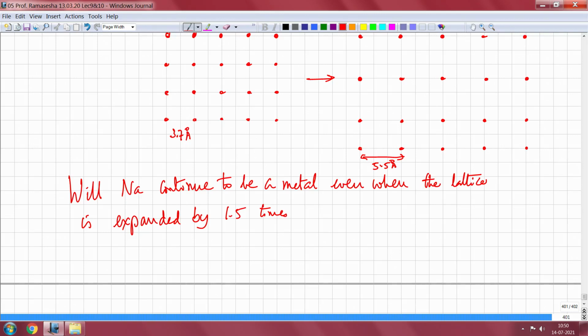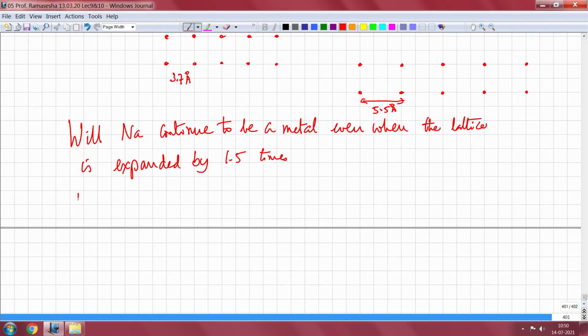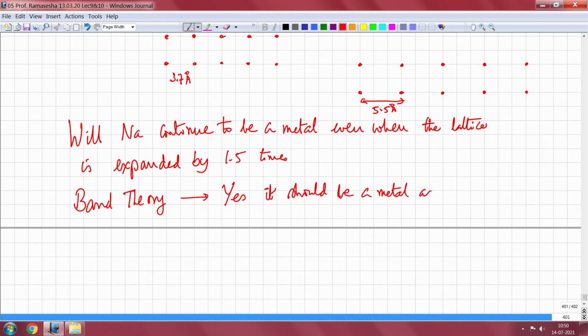Now, what the band theory tells is the following. Band theory tells, yes, it should be a metal as the band is half filled. So, any partly filled band is a metal. So, in this case the band is half filled, so it should be a metal. But what does common sense say?